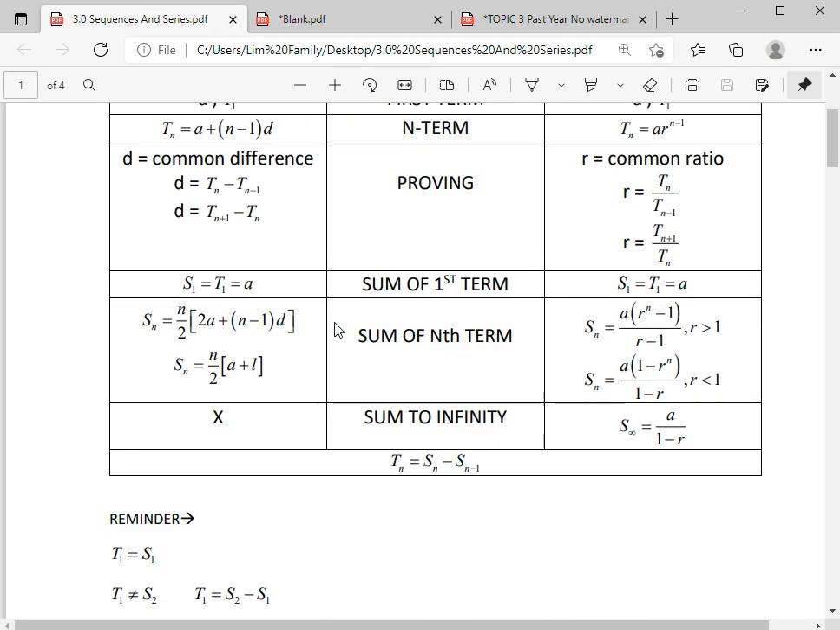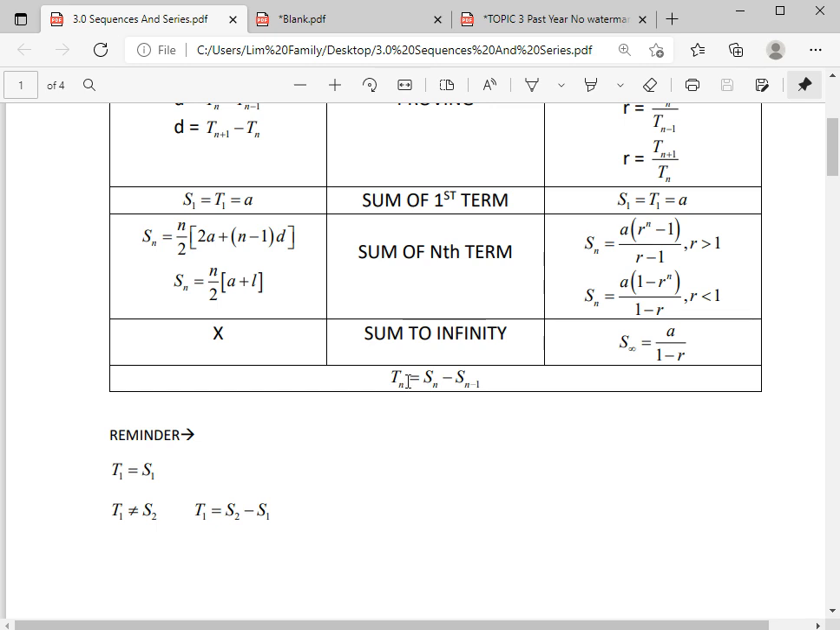We can look at our formula. When you want to find Tn, no matter whether it's arithmetic or geometry, they use the same concept. When you want to find a certain term, it equals Sn minus S(n minus 1). What does that mean? You have terms: a first term, a second term, a third term, and many terms after that. Before the n term, it will be n minus 1. After the n term, it will be n plus 1.